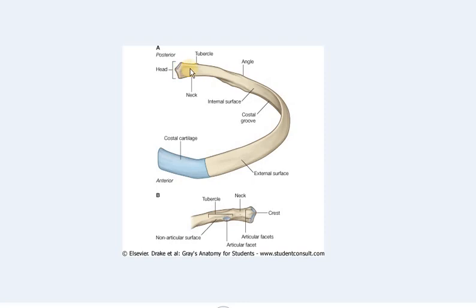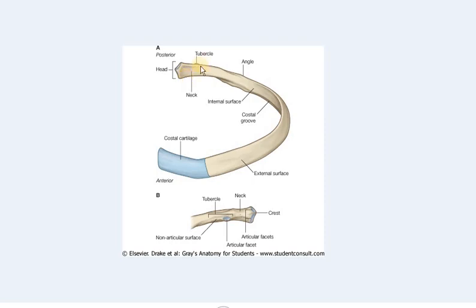The next part of the posterior end is the neck. You can see that this is the neck part of the posterior end. The neck is a short and flat region, and it separates the head from the tubercle. As you can see in this diagram, the neck has two surfaces, the anterior surface and the posterior surface, and two borders, upper border and lower border. The superior border of the neck is also called the crest, and it is thin, and the inferior border is usually rounded.